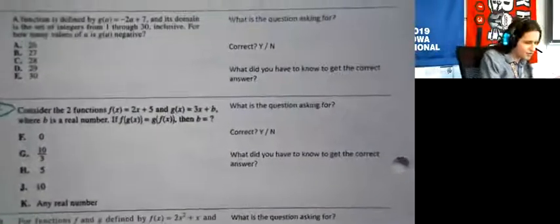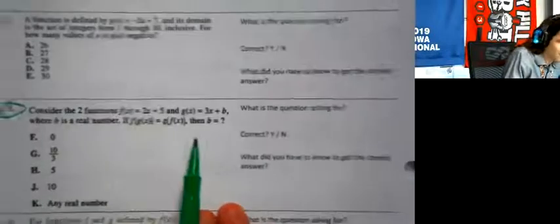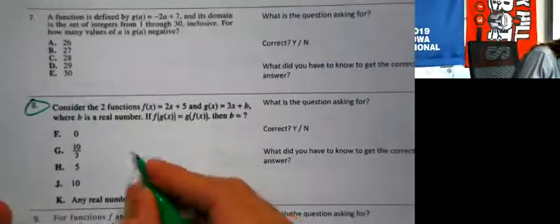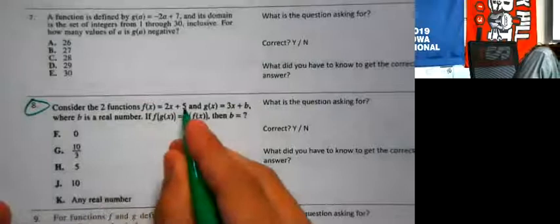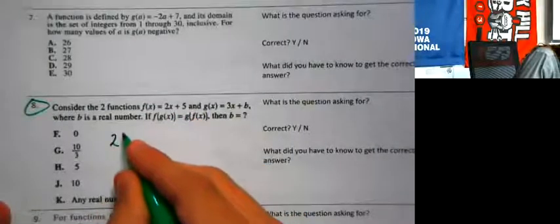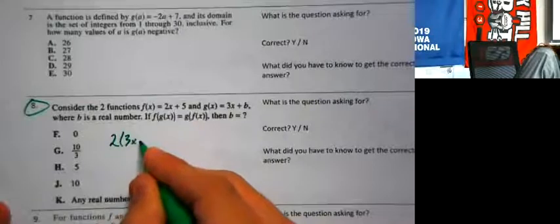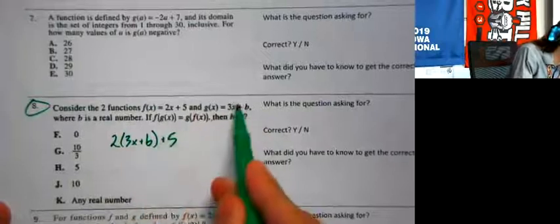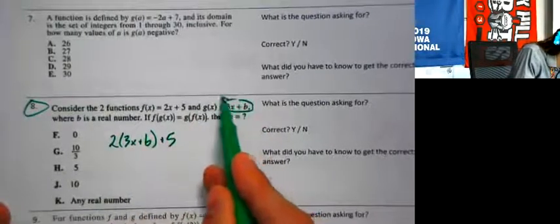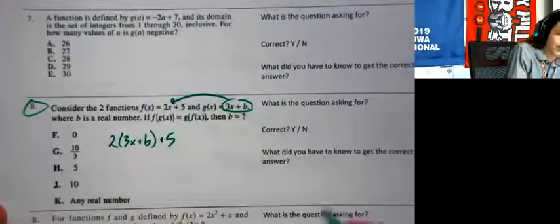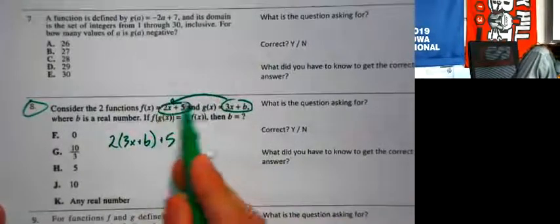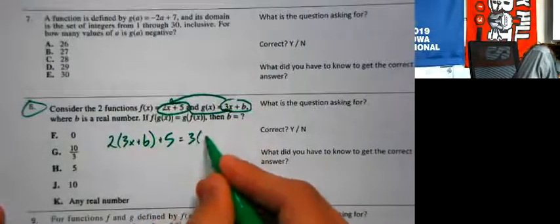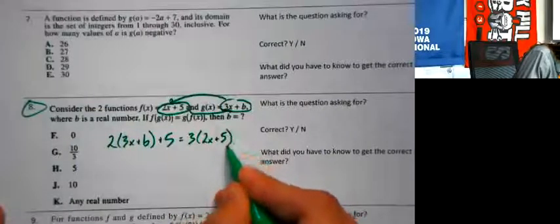And it says when we plug one function into the other, we get the same. Okay, so we get the same thing out when we plug these functions into each other. But what does it mean to plug a function into each other? All right, so instead of 2 times x, this becomes 2 times 3x plus b plus 5. Okay, so what did I do? I plugged g in for f. Well, I'm going to do the same thing the other way. I'm going to plug f in for g. I'm going to say, okay, that's equal to 3 times 2x plus 5 plus b.